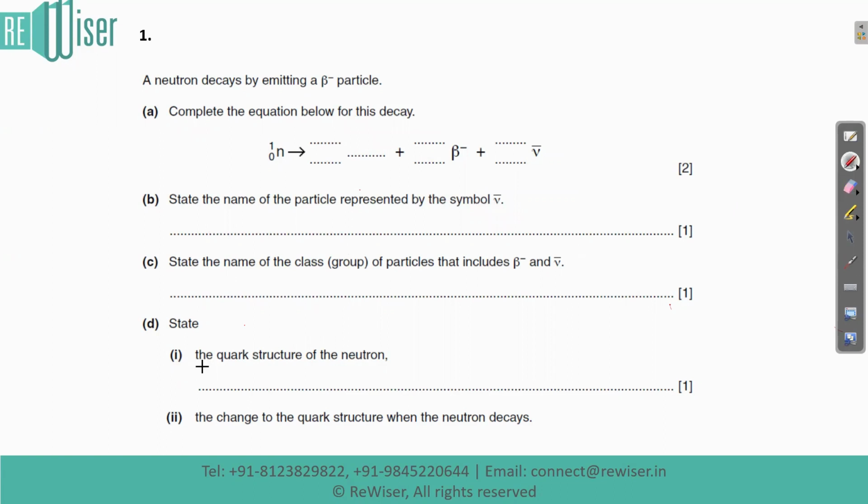State the quark structure of a neutron. Okay. A neutron is a down, down, up quark combination, such that the total charge is zero. Okay.